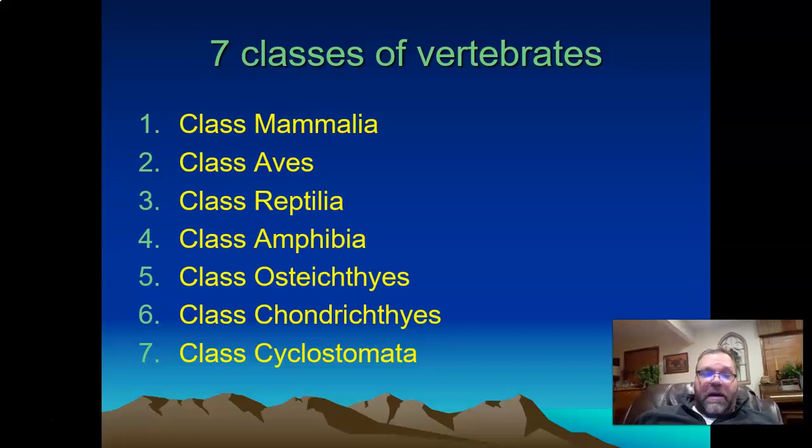Aves, we have a whole unit coming up on aves. Reptiles, reptilia. Amphibians. We're going to talk about aves and reptiles and amphibians. We are not going to talk about osteichthyes or chondrichthyes. Osteichthyes are bony fish, chondrichthyes are cartilage fish, and the final one is cyclostomata. Those are weird ones. We'll get to those eventually.